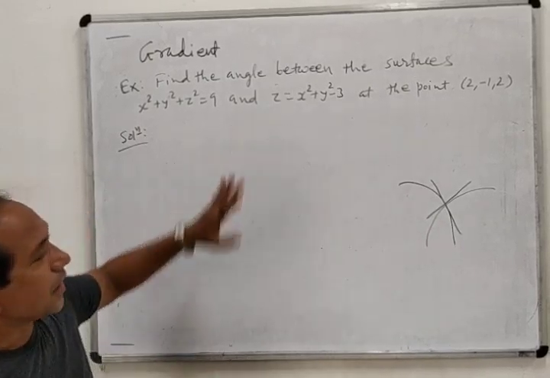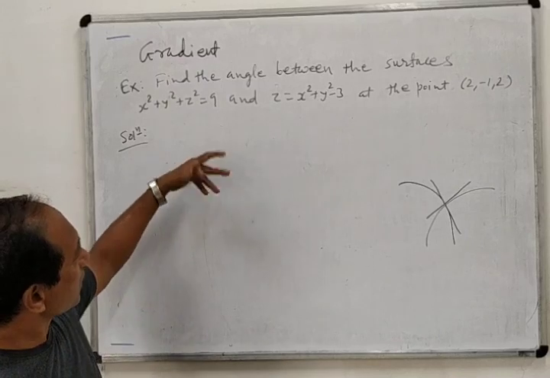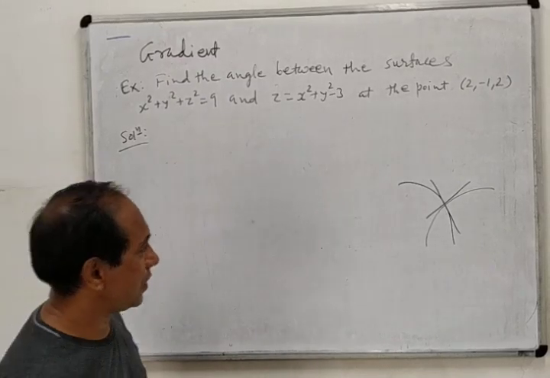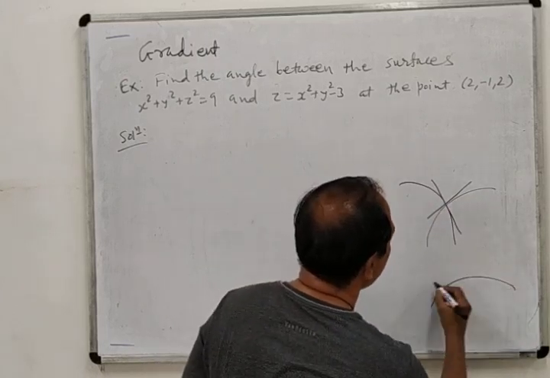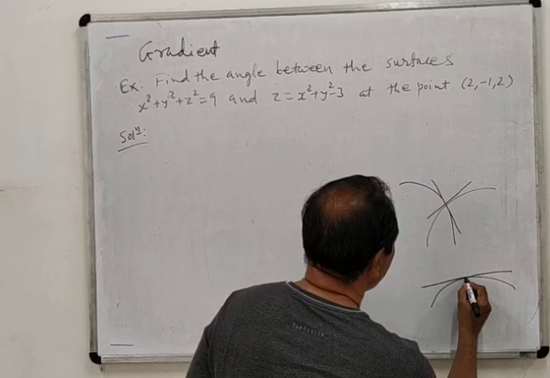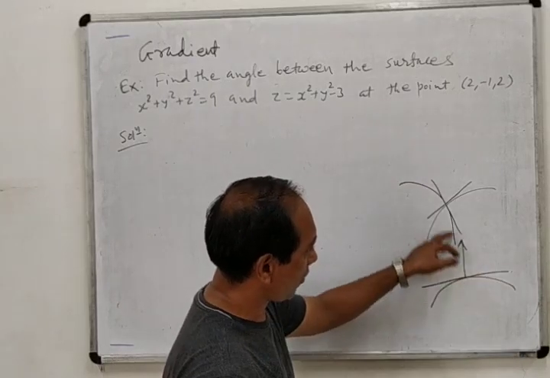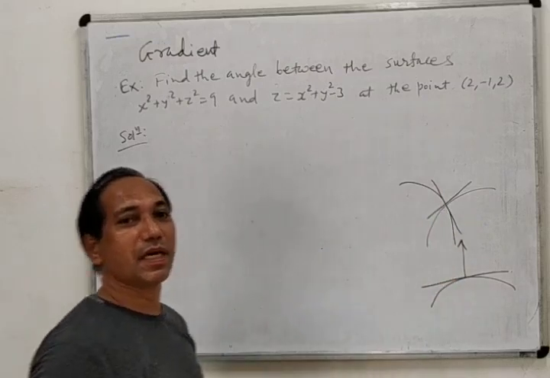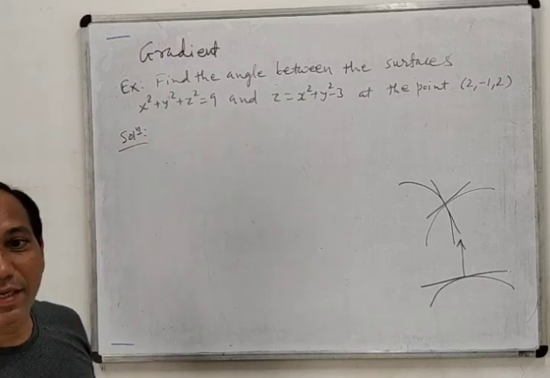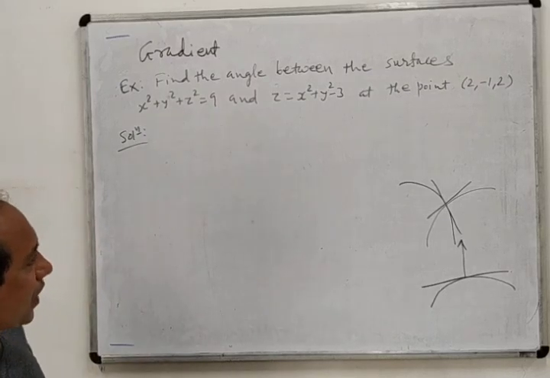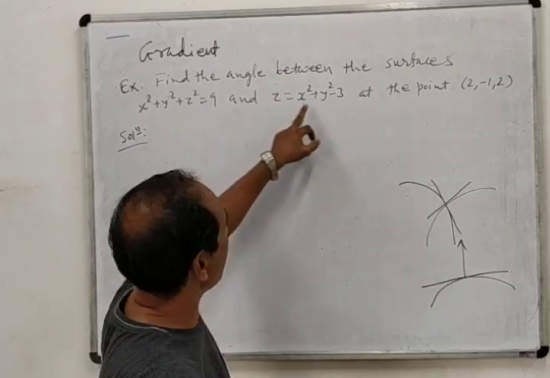But here the tangent vector we cannot find easily. So instead of this, we can find the normal vector. I told you that the normal vector is nothing but the vector perpendicular to the tangent vector. This is the tangent vector and the normal vector is this. And the normal vector we can find very easily by using the gradient. Gradient is the normal vector. Okay, so here we will find the gradient of this surface and of this surface.